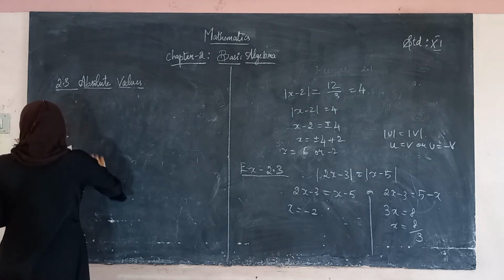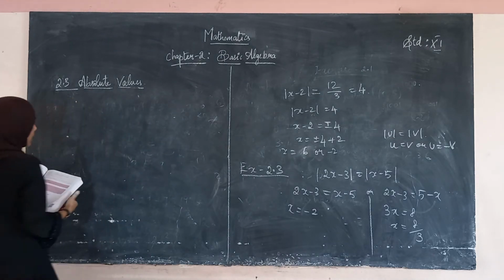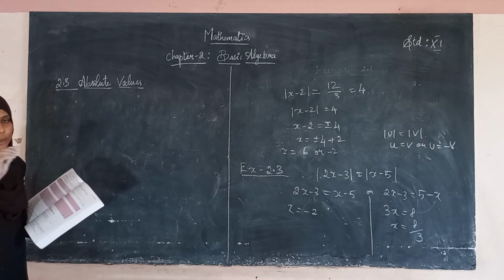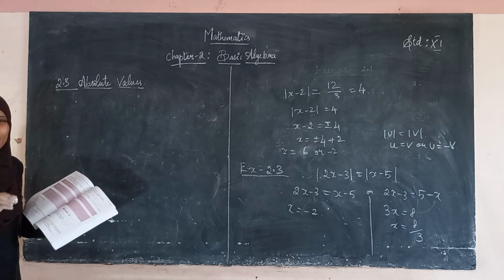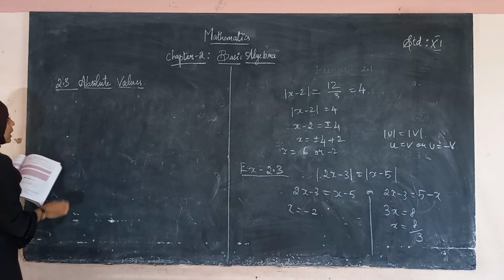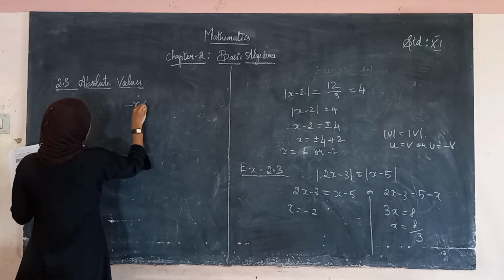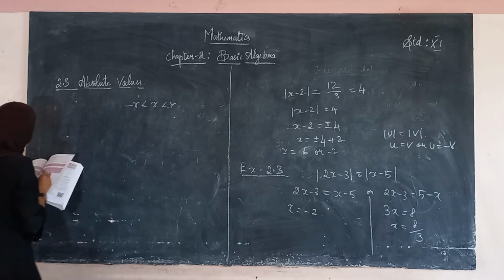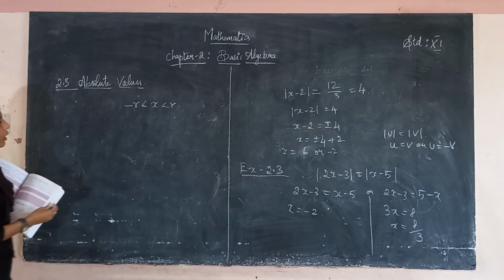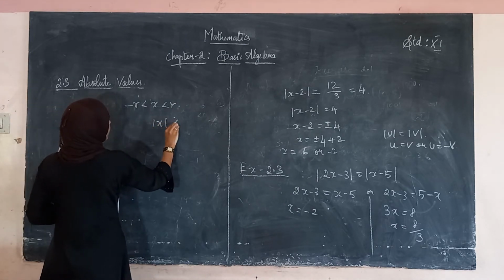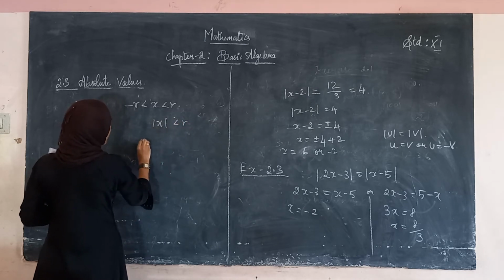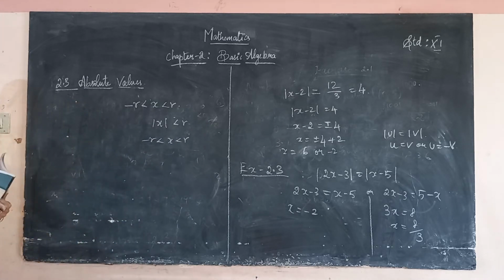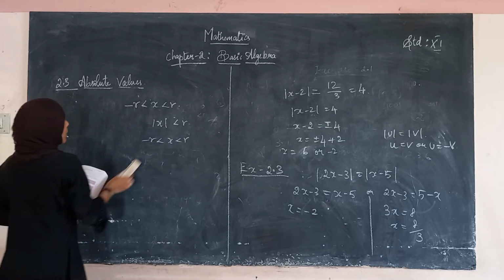Next, inequalities involving absolute values. Till now we have seen the equalities, that is the equal symbol. Next we are going to see the inequalities. The main thing you have to remember is minus r less than x less than r. If modulus of x less than r is given, this can be written as minus r less than x less than r. This is what you have to remember, then you can solve this.